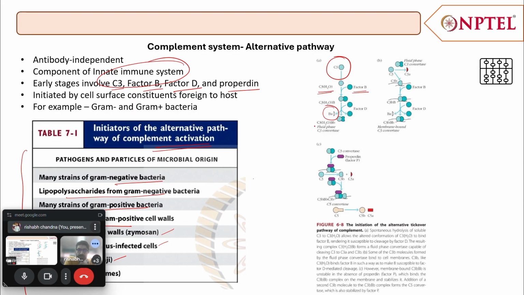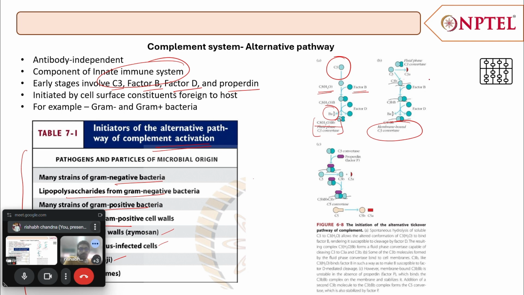Now what will happen? C3 and the larger component of B, that is Bb, form the C3 convertase. Now this C3 convertase will cleave C3 into C3a and C3b. Now C3b and Bb will form the membrane bound C3 convertase.